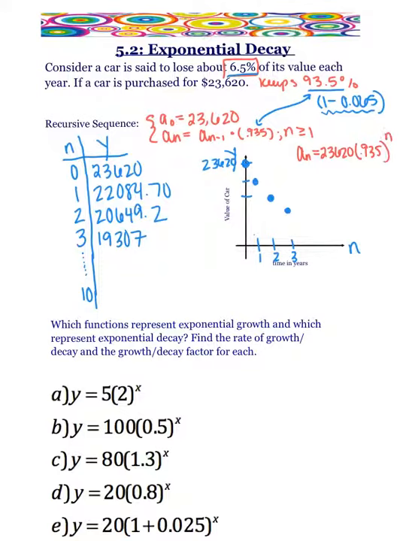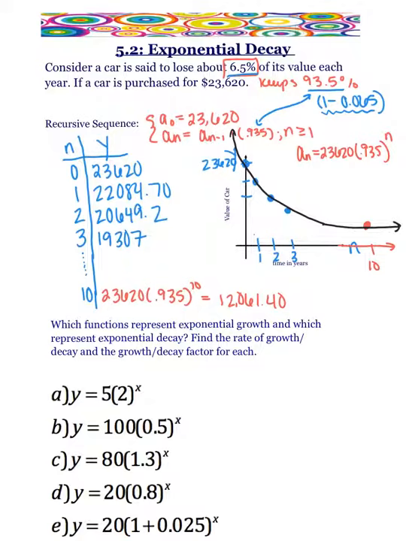So I can plug in 10 for n and see how much it's worth after 10 years. And I get $12,061.40. So way over here, year 10, worth $12,000. So I can see this curve is going to look kind of similar to the exponential growth. It kind of looks like that growth curve's been flipped about the y-axis to create this exponential decay curve.